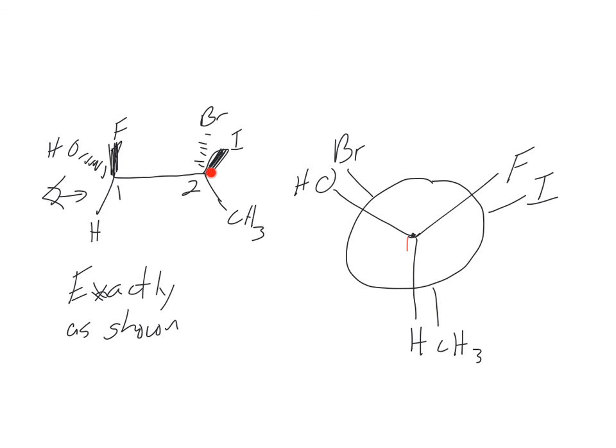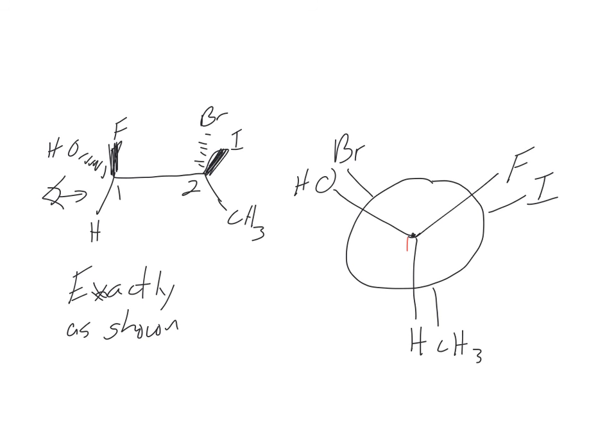Now as you extend that back to carbon 2, up and to the right again would be an iodide. Notice the fluorine and iodide are eclipsed, but I want you to draw it exactly as it's shown. Up and to the left, on your left hand, would be a bromine, so that's on the same side as the OH. If you look at this, the OH is hatched and the Br is hatched, so they better be on the same side. In this case, they're eclipsed on the same side. And then the CH3 is straight down, so that's going to be eclipsed with the H.